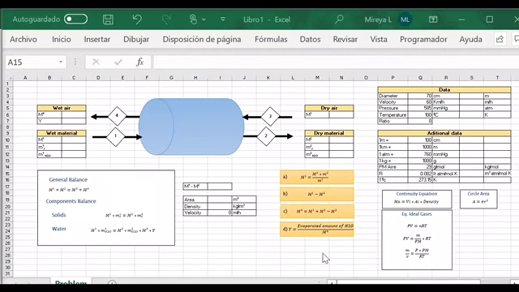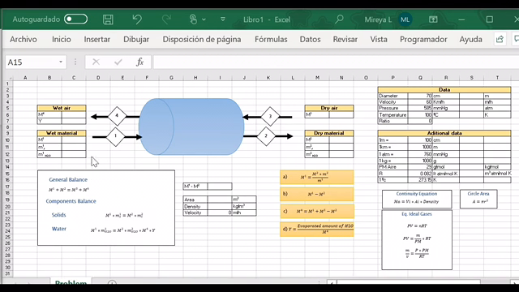Here is the simulation of the problem we want to resolve. First, we have the general balance. Then we have the component balances, by solids and by water. Also, we have additional information like the continuity equation, the equation of ideal gases, and the equation for circle area.